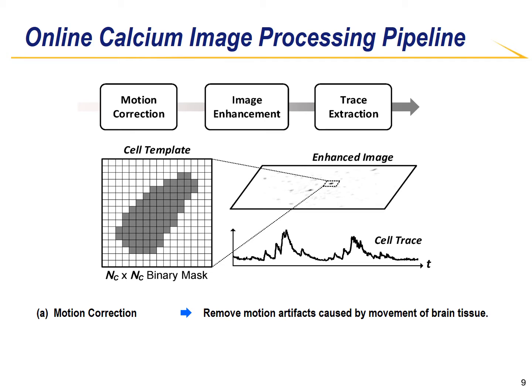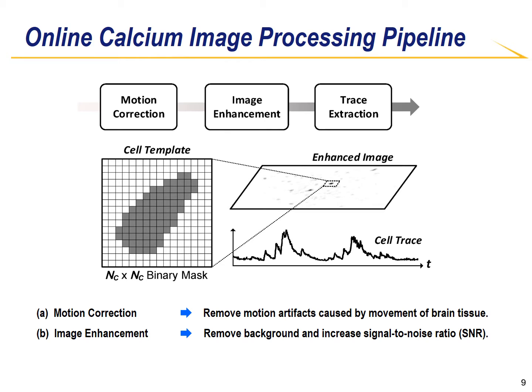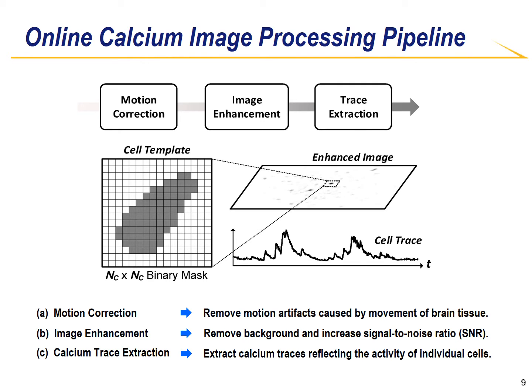The motion correction is an important processing step, as it helps remove the motion artifacts caused by the movement of brain tissues during the image recording. Following that, the image enhancement plays an important role in removing the bulk of the background and increasing the signal-to-noise ratio of the calcium activity. Finally, the calcium trace extraction extracts calcium traces which reflect the activity of individual cells by applying the binary cell masks on top of the downsampled enhanced images.